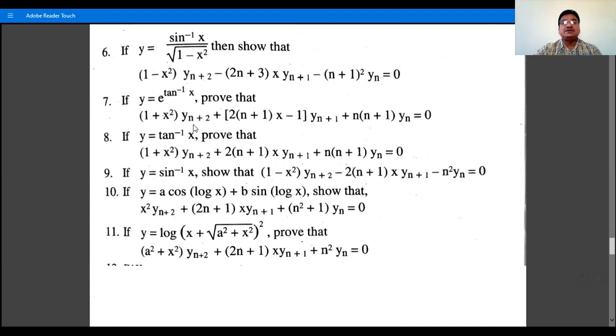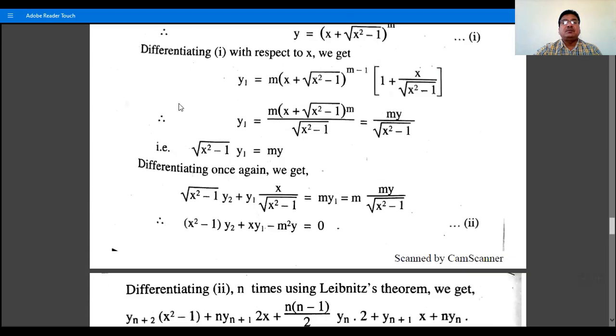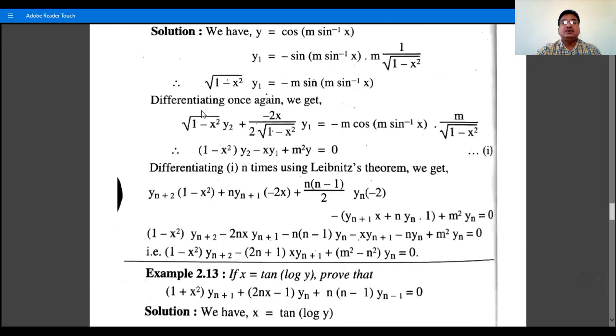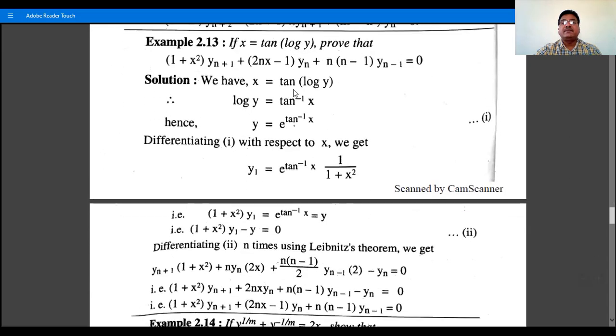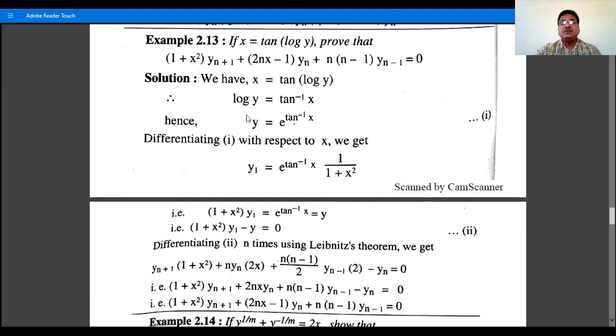Next, e raised to tan inverse x. We have to prove this. y is e raised to tan inverse x. Now we have to differentiate this 2 times. If you observe this example, e raised to x into log tan y, actually after simplification we have y is equal to e raised to tan inverse x. But what do we have to prove here?